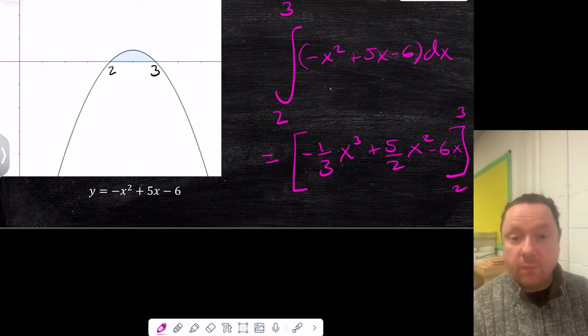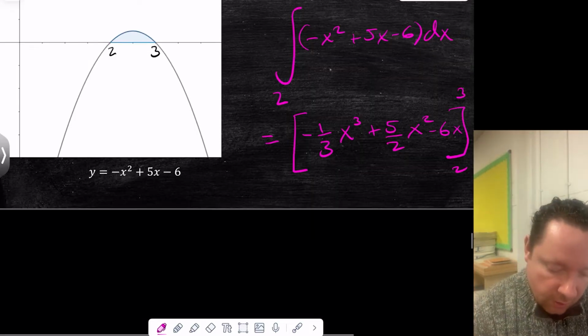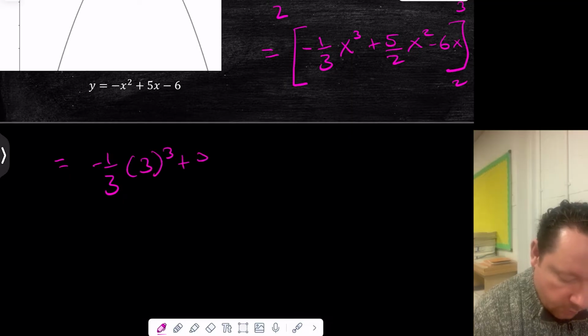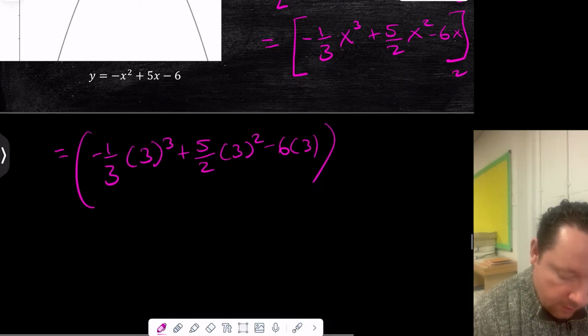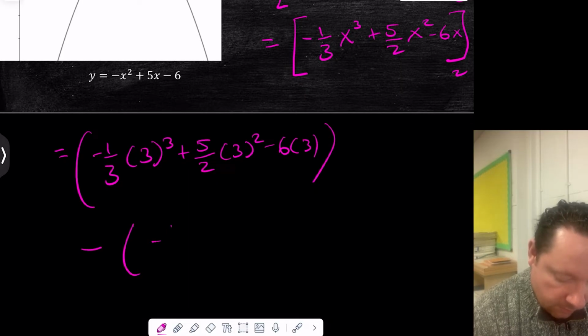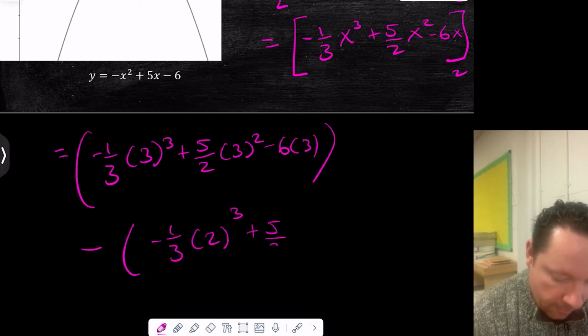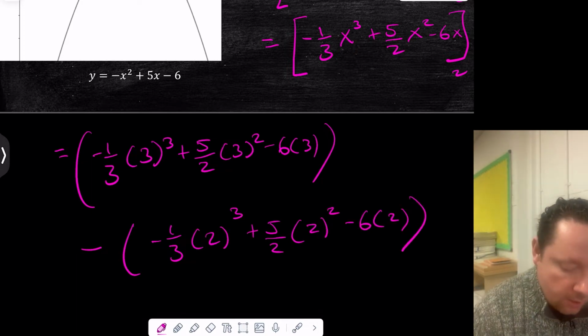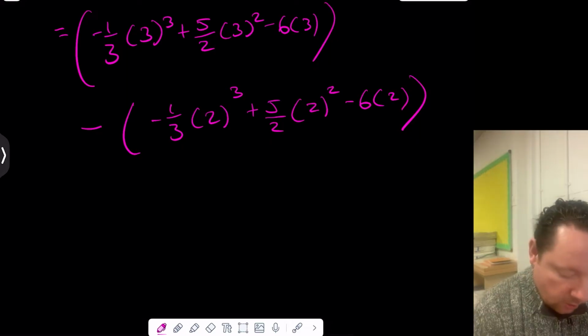So we've got most of our marks already, we just need to substitute now. That gives us minus a third 3 cubed plus 5 over 2 3 squared minus 6 times 3. There's our first substitution. Take away minus a third 2 cubed plus 5 over 2 2 squared minus 6 times 2, and there's our second substitution. So we need to work on this. So let's just start working on that.